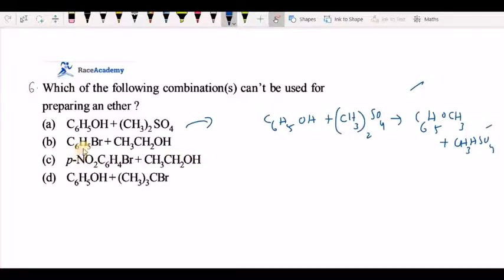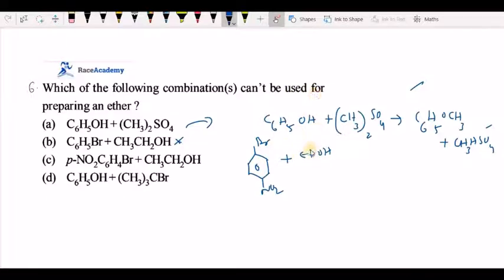But coming to the second one, an aryl bromide, bromobenzene, is given with ethyl alcohol. Aryl halides are said to be less reactive, so this reaction is not possible. And if you see the third one, we have a para-nitro compound given. That means to the bromobenzene, NO2 is present at the 1,4 positions.